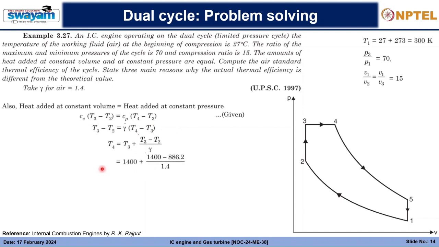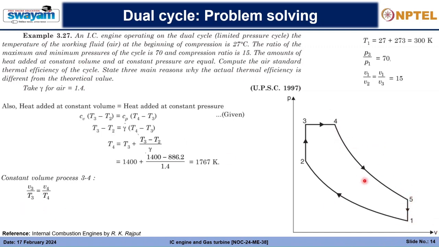Then we will get the value of T4 through these equations to be 1767 Kelvin. So now we know the value of T4, that is the highest temperature. Then what we need to compute is the air standard thermal efficiency of the cycle. For that we need to know the heat rejected, so we need to know T5 as well.